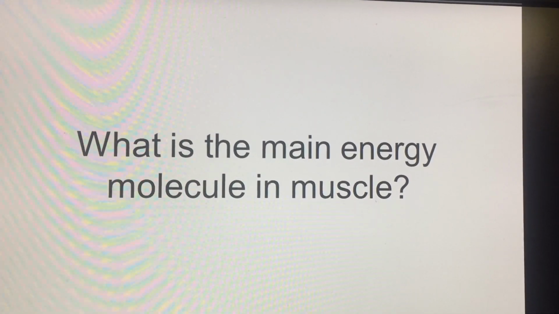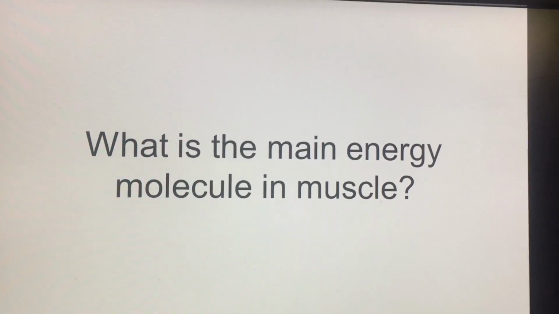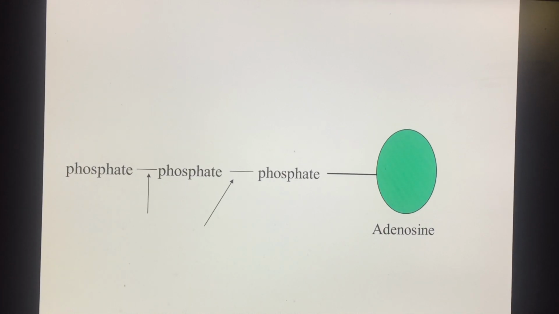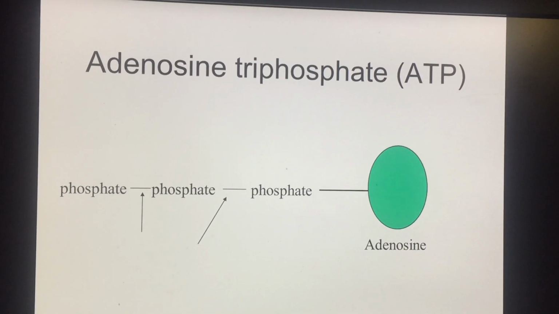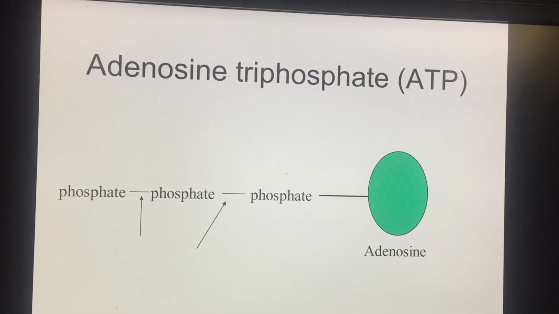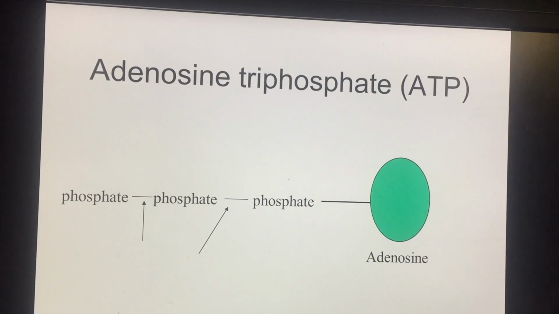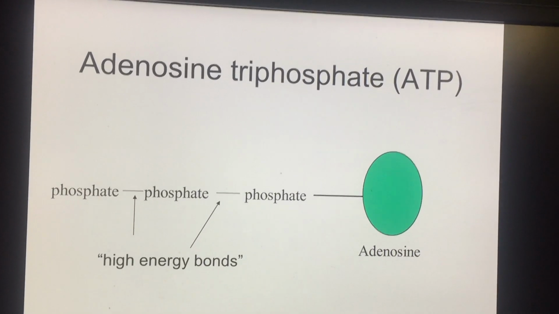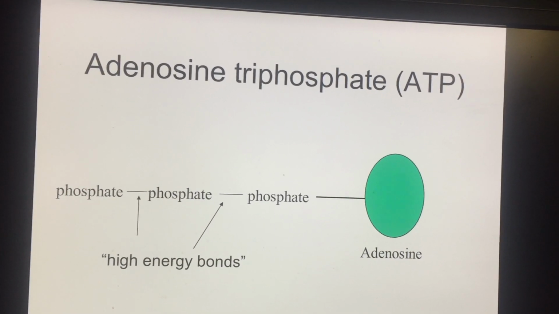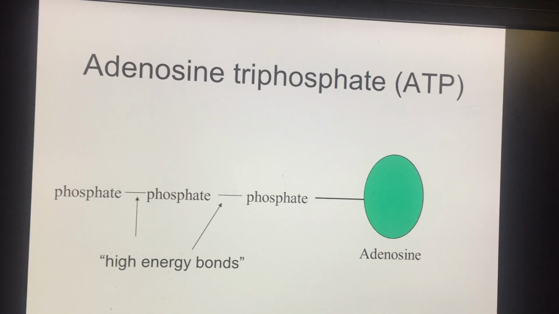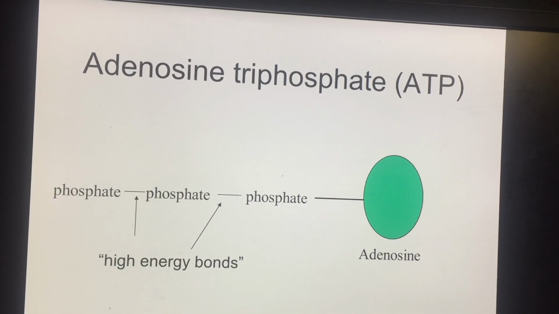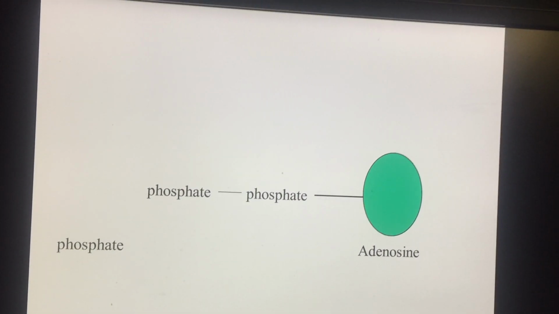Question for you: what is the main energy molecule in a muscle? And the answer here is adenosine triphosphate. So, adenosine triphosphate is characterized by this adenosine molecule that has 3 phosphate molecules attached to it. The bonds between these phosphate molecules are considered high energy bonds. So when you break down this molecule and you break down these bonds, you get release of energy, and that gives you energy for muscular contraction.